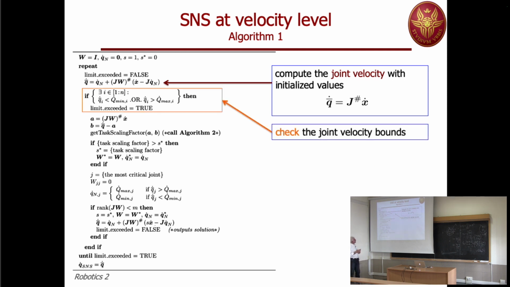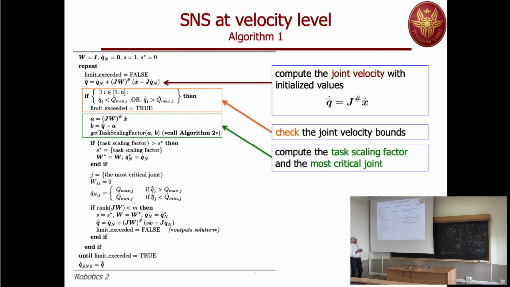The second part is check if, in fact, some joint velocity bound is violated. And if this happened for even only one of these joint velocities, then you set the flag of exceeding limit equal to true. Then you build up two vectors, and you pass these vectors to another sub-algorithm, which we call algorithm 2, which will compute the best task scaling factor and also the most critical joint that should be brought to saturation then, because we are violating things. So it could be only one or more than one, and if you have more than one, then you have to decide which one, and this is done by algorithm 2.